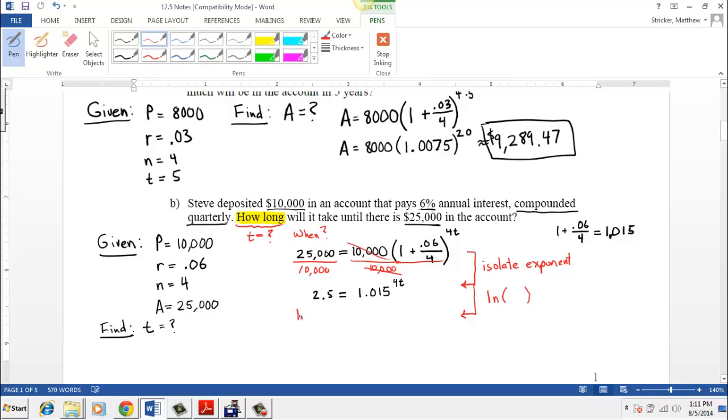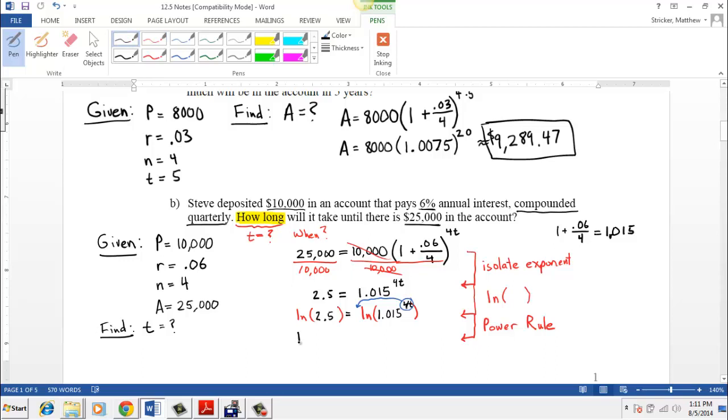So if we do that, this is going to look like the natural log of the right side equals the natural log of the left side. This is the natural log of 2.5 divided by the natural log of 1.015 raised to the 4t. Remember, the advantage of this is that we can use the power rule and bring that 4t to the front, which is a big advantage. We're going to now apply the power rule, because that helps us get the 4t out of the power.